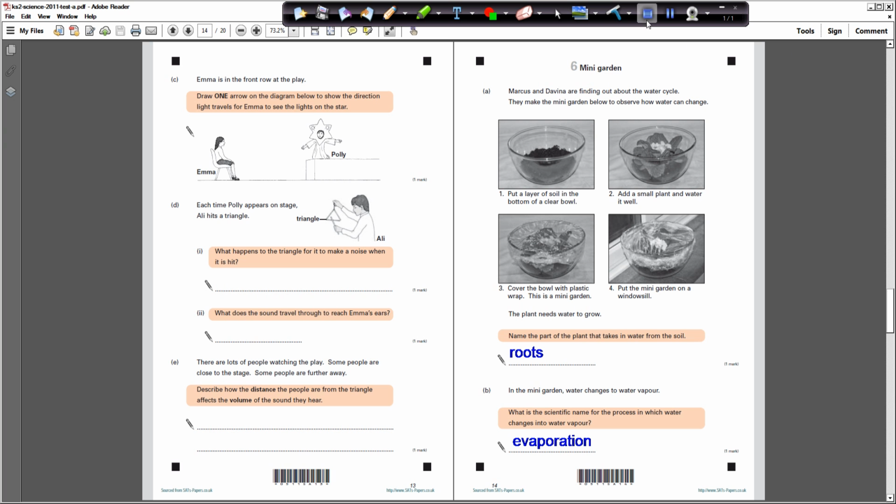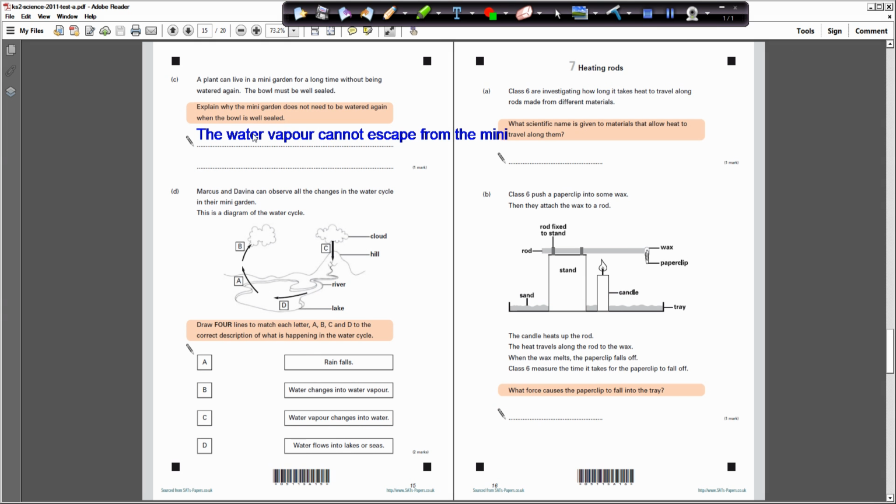Okay, lovely. Alright. Okay, so the water vapor cannot escape from the mini garden. That's why it's important that the mini garden has to be well sealed, to stop the water vapor from escaping from the mini garden. Lovely. Beautiful. Nice answer.